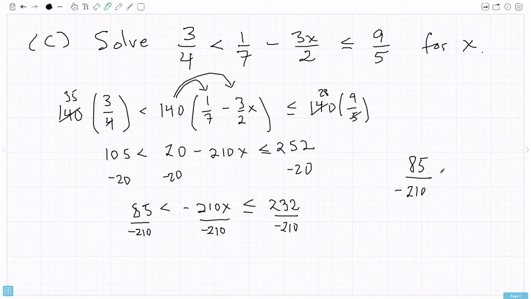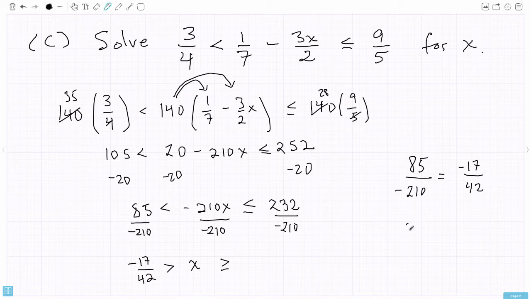So to keep it exact, I'm going to look for a greatest common factor here. I know that clearly I can divide them both by 5. So 85 divided by 5 is 17 in the numerator, and 210 divided by 5 is 42. And it's customary to write the negative in the middle or on top, so I'll write it on top. So I've got negative 17 divided by 42, and I've changed the direction of the inequality here, and then again changed the direction of the inequality.